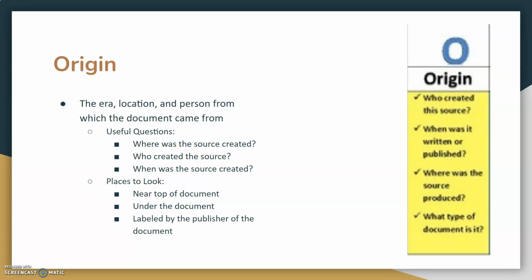The best example, and I'll do one example for each one, is Hitler's Mein Kampf. That's a book that Hitler wrote when he was in jail before he became in charge of Germany. The era he wrote it in was interwar Germany, in between World War I and World War II. The location he wrote this book in, I think, was Munich, so southern Germany. And the person from which the document came was Hitler.